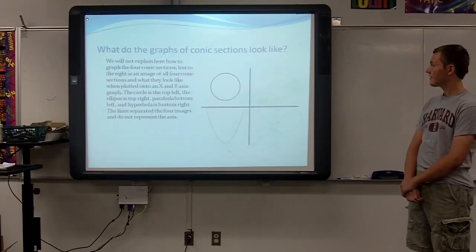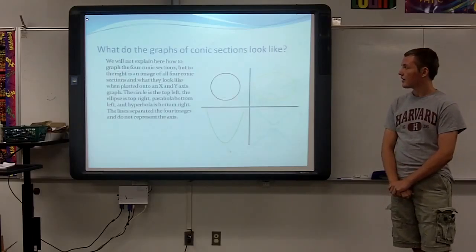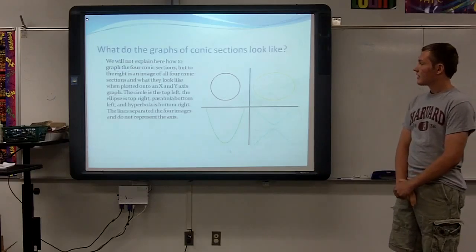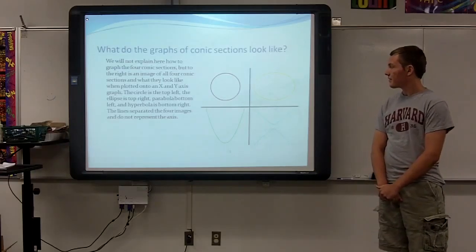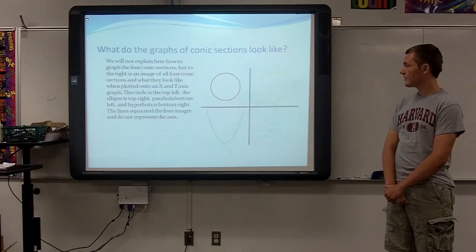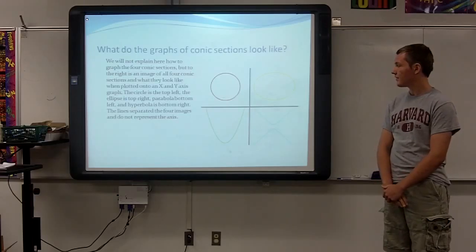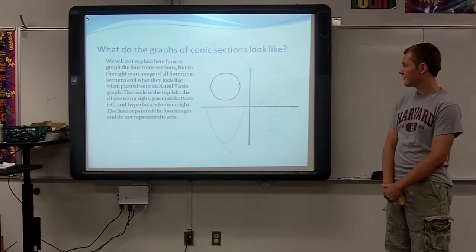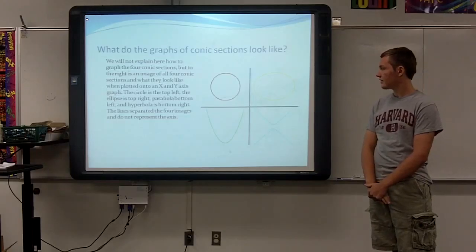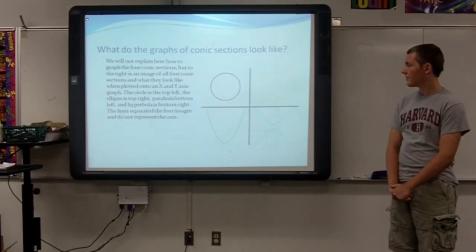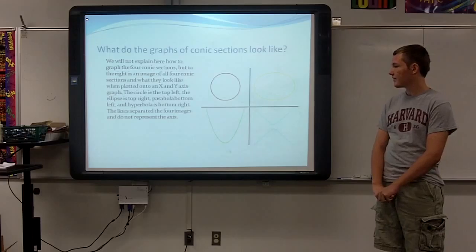What do the graphs of the conic sections look like? We will not explain here how to graph the four conic sections, but to the right is an image of all four conic sections and what they look like when plotted onto an x and y axis graph. The circle is top left, the ellipse is top right, parabola bottom left, and hyperbola is bottom right. The lines separating the four images do not represent the axes.